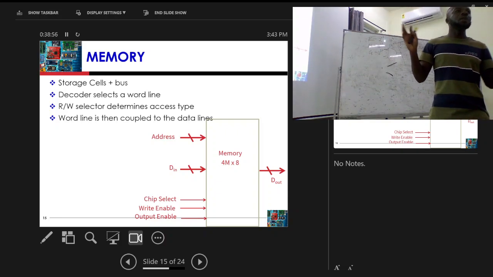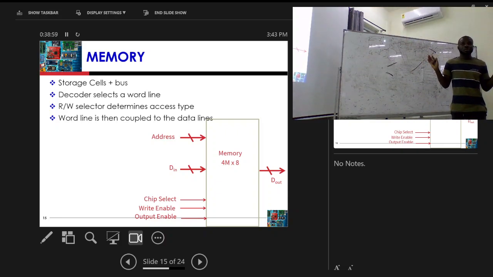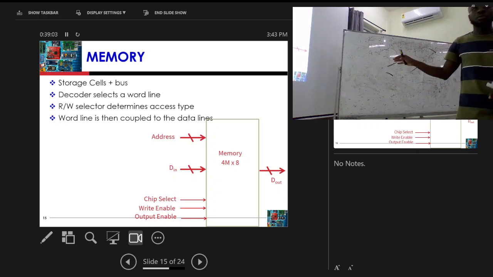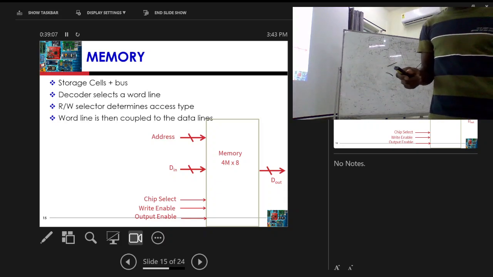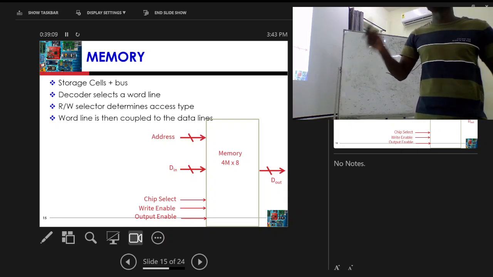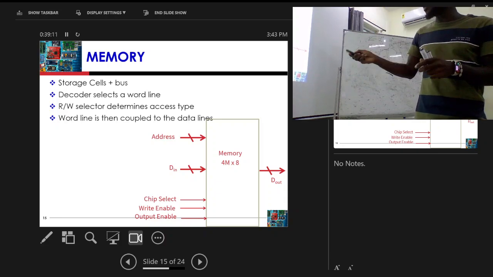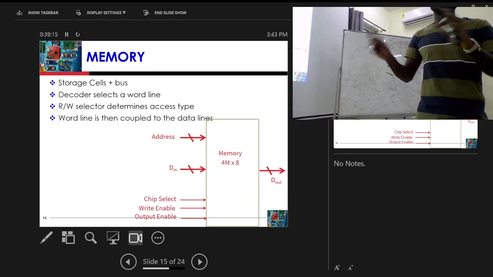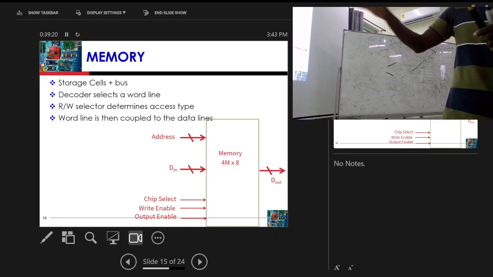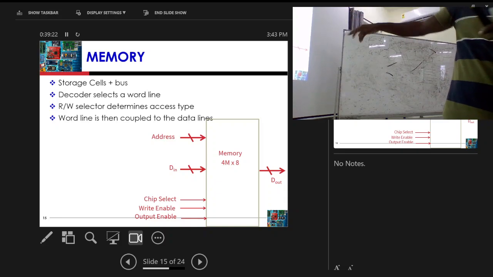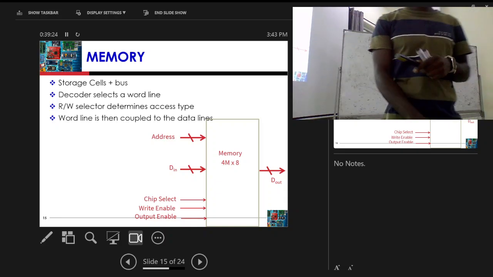The chip select must be on before you can read or write. Once it's 0, no operation can be done. Read or write cannot be done at all. If it's 1, it means that you are ready to read or write. Once the chip select is 0, whether the write enable is 1 or not doesn't matter anymore. It must be on. It's like you are turning the chip on, right?